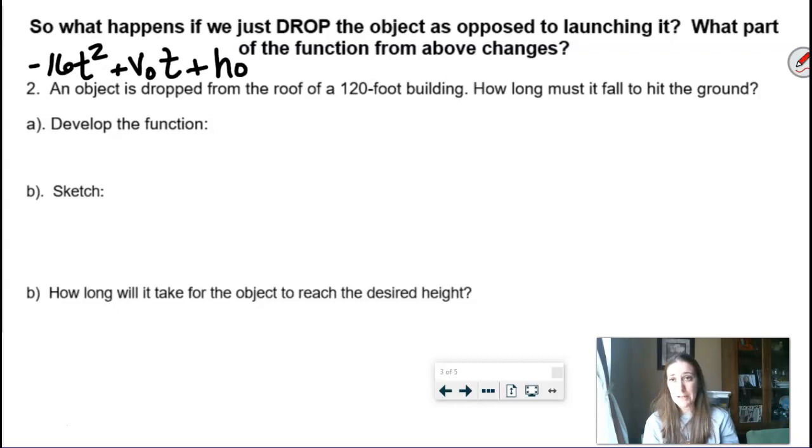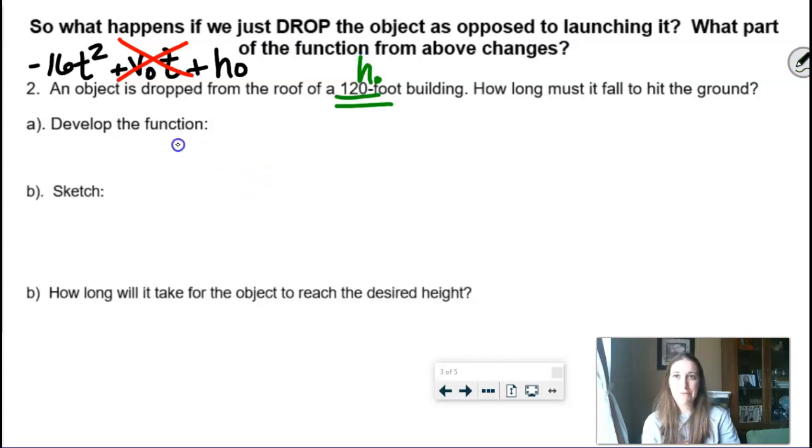Well, if you're just dropping something, you don't have any initial velocity because you're not throwing it. So like dropping it, the only thing that's affecting it is gravity. So that simplifies the function quite a bit. This number right here of where you're dropping it, this is the initial height. And that's kind of all you need to know.